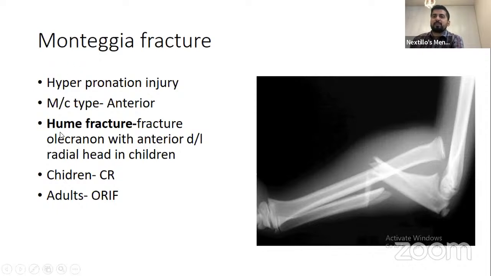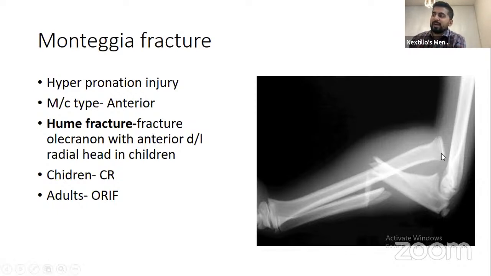Hume's fracture is a fracture of the olecranon itself. This is the olecranon. So the fracture of the olecranon along with this similar type of injury in children is known as a Hume's fracture. Now in children, this can be managed conservatively with a closed reduction, but in adults, this should always be reduced and fixed. The ulna is reduced and fixed with a plate, and the radial head usually falls into place. If it does not, then we put a wire so that the radial head stays where it should. Now, where should the radial head stay? That is the next question.